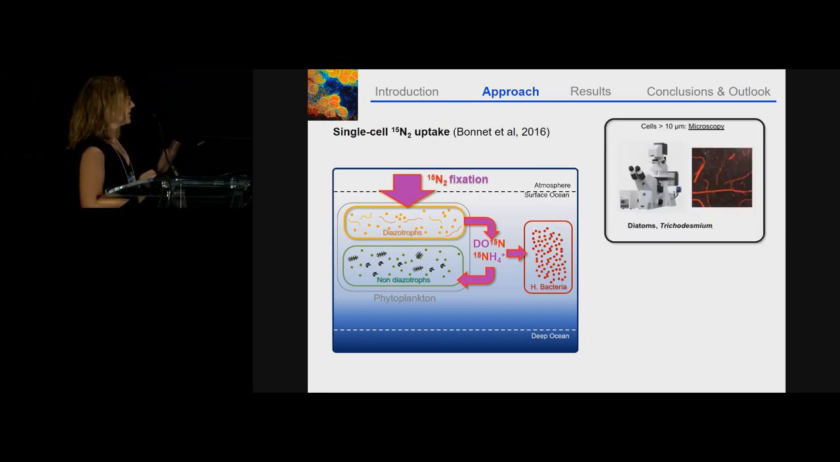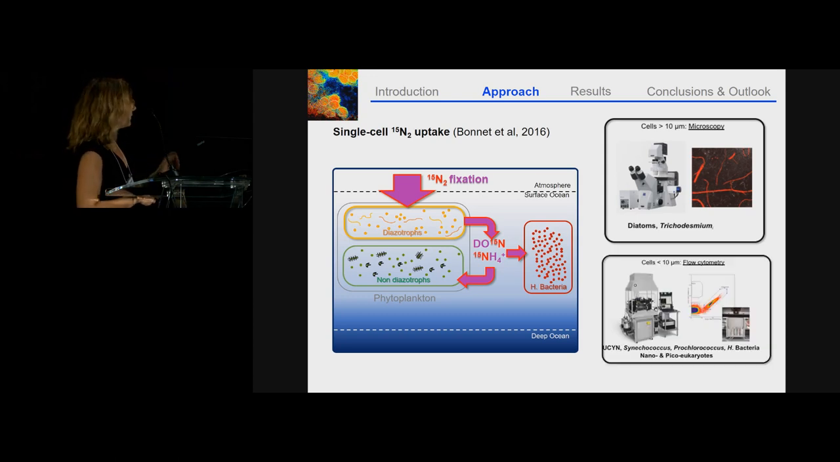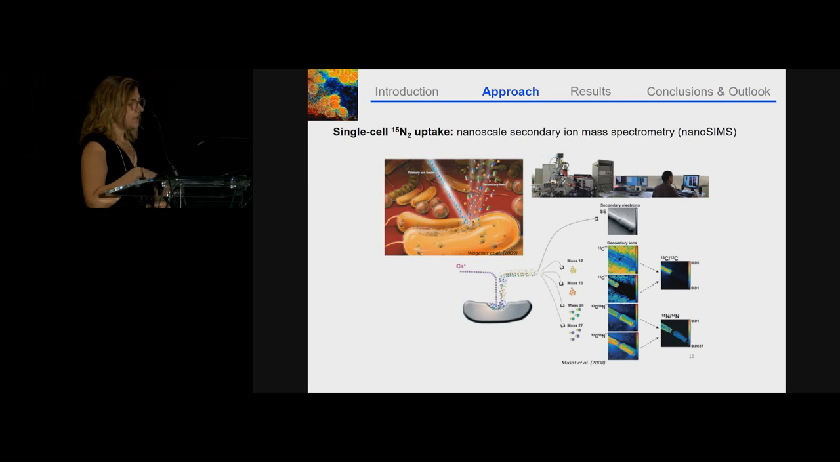Of course, all these cells have different sizes, so the analysis that you have to use is always different. For the larger ones, you can do microscopy, like for diatoms, Trichodesmium. But then you have all these tiny creatures, and then you have to use flow cytometry sorting to tear them apart. To analyze the nitrogen uptake for each one of these groups, we use what is called nanoscale secondary ion mass spectrometry, or NanoSIMS. So basically what we do here is that we shed a beam of ions into the surface of the cell of interest, and we recover the secondary ions in different channels. By doing the ratio between the different channels, you can tell what is the 15N enrichment of your cells of interest.